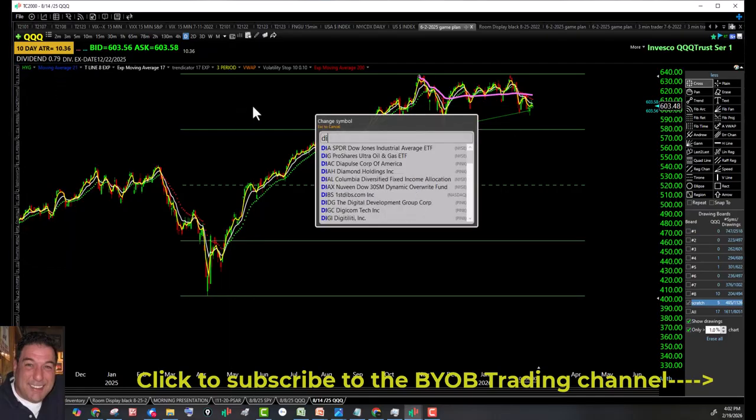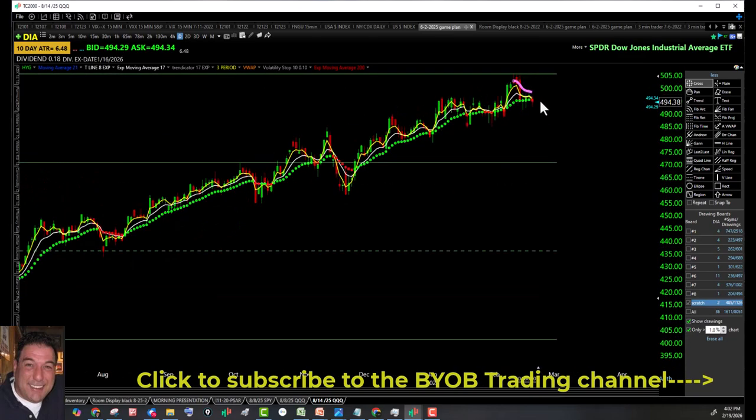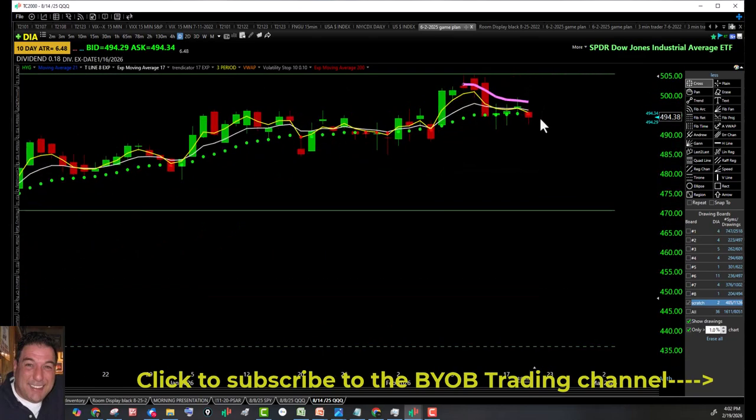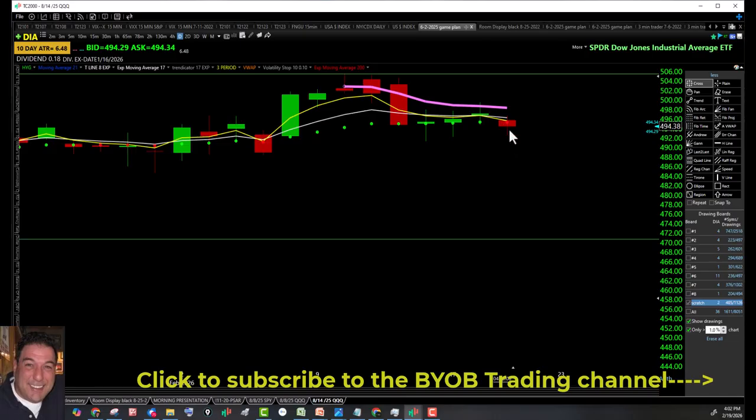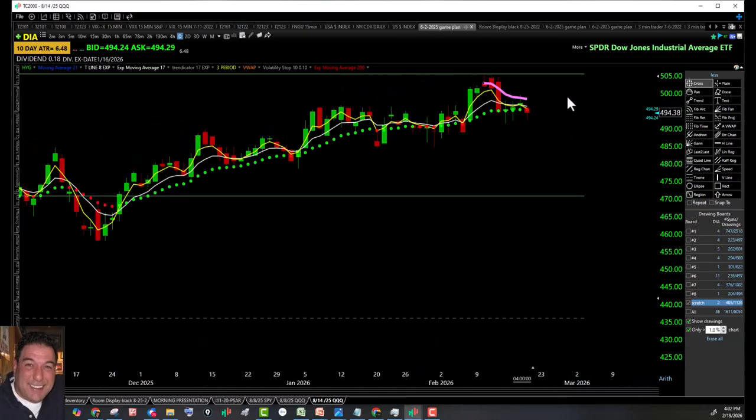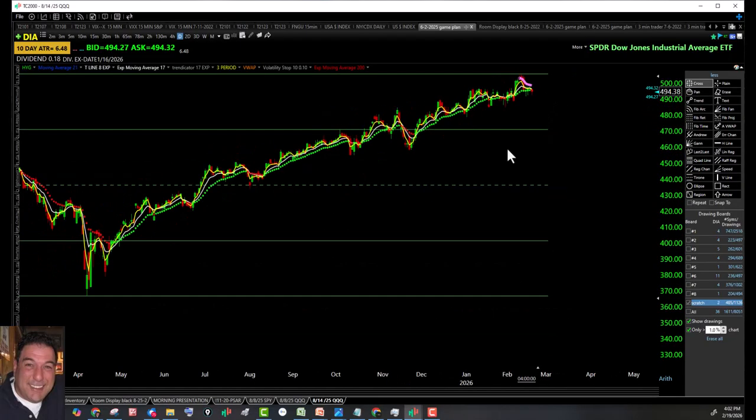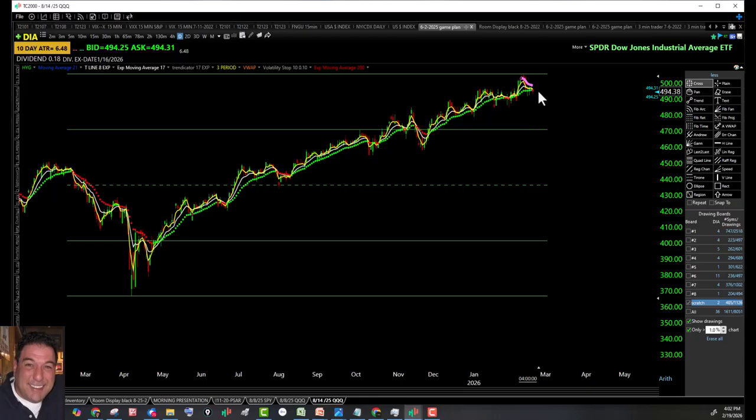Let's take a look at Diamond Dow. Lower high, lower low, closing under a bearish trap, under the flat 17, under the all-time high anchored VWAP, middle to top of quadrant 4. That's still bullish. Here's the April low. Still bullish, still in an uptrend on Diamond Dow.